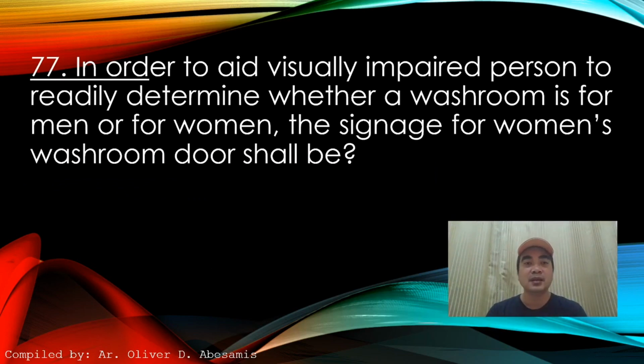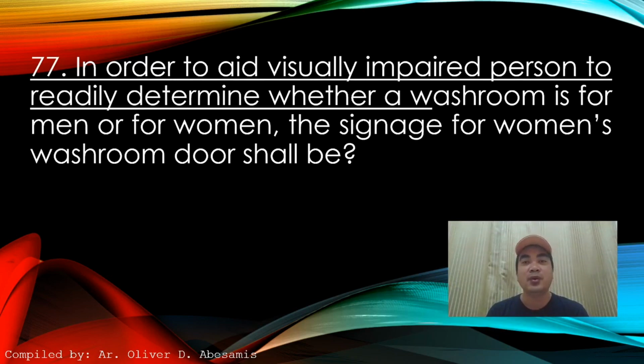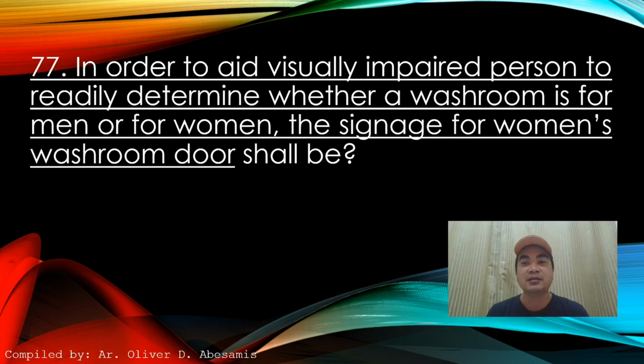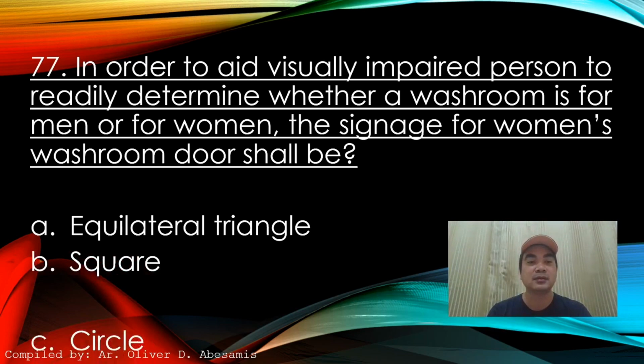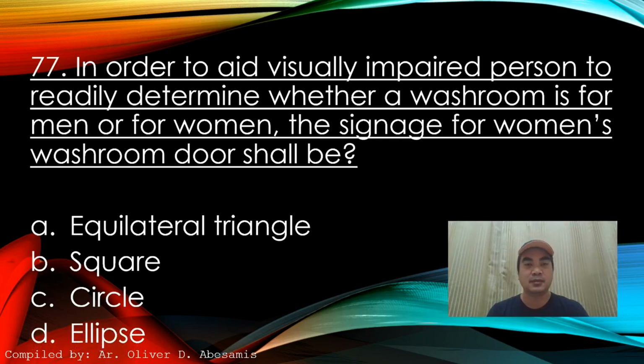77. In order to aid visually impaired persons to readily determine whether a washroom is for men or for women, the signage for women's washroom doors shall be A. Equilateral triangle. B. Square. C. Circle. D. Ellipse. Answer: C. Circle.